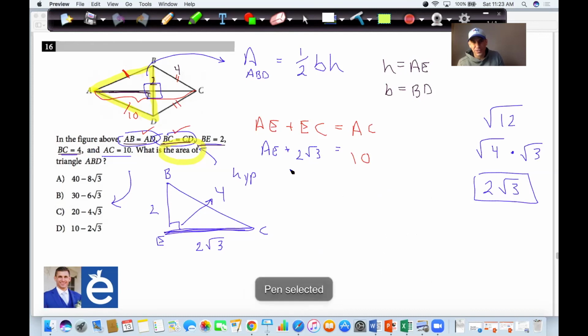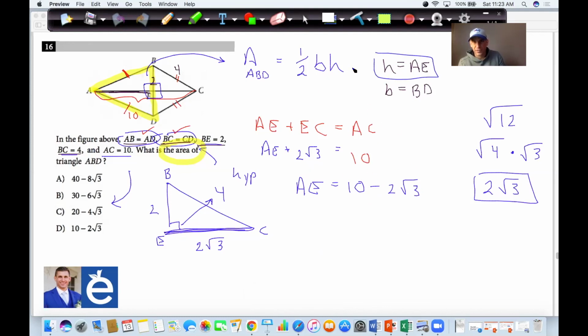And then now I'm going to do AE equals 10 minus 2 radical 3. Here's the thing though, I'm not quite done because of the fact that I just solved for my height. I still need to solve for my base. Now, because this is a 4 on the side and this is 90 degrees, and these are equivalent, and this is a 4 on the side, and these are also 90 degrees, that tells me that ED here is also going to be 2. So this side here is going to be 2.